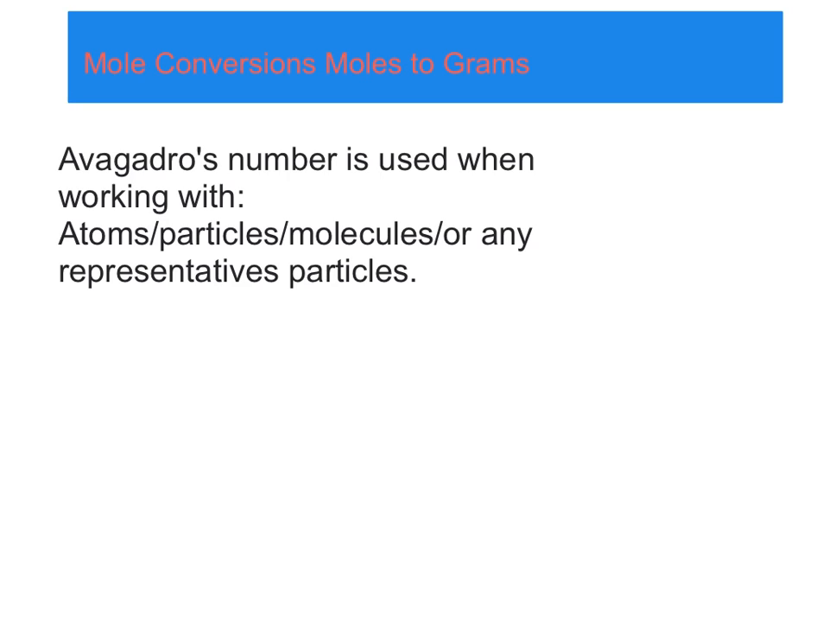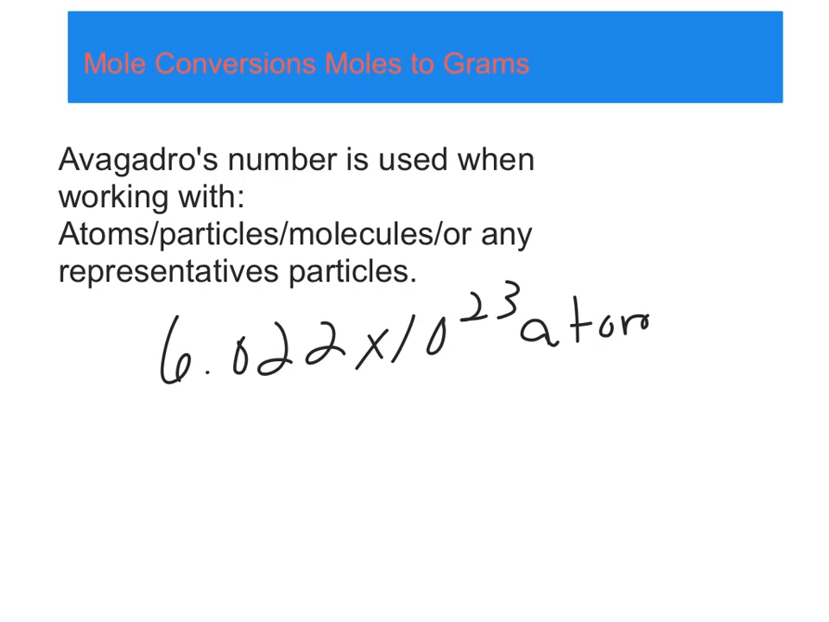When you see any one of these units, atoms, particles, molecules, representative particles, it doesn't matter, okay? All these units that you see here are going to be using Avogadro's number, okay? So whenever you're looking at something that says how many atoms, how many particles, how many molecules of this particular compound or element you're working with, that's got to be the red flag to say, hey, I got to use 6.022 times 10 to the 23rd atoms, or particles, or molecules.